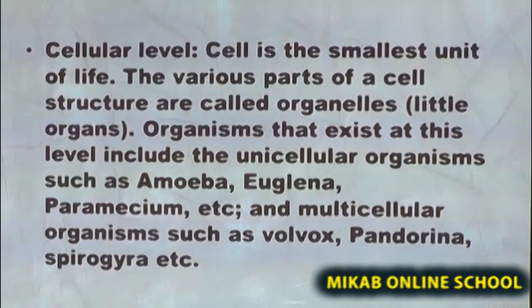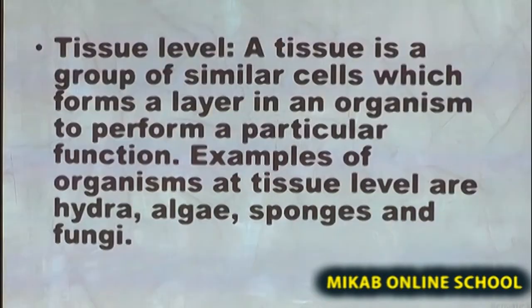When we define a cell, a cell is the smallest structural and functional unit of life. Simple. A cell is the unit of life. So there are some organisms that exist at this cellular level and not beyond. Some of these organisms include unicellular organisms such as amoeba, paramecium, chlamydomonas, and the likes. Then we also have some multicellular organisms that also exist at the cellular level, and these include organisms like Volvox, Pandorina, Spirogyra, etc.